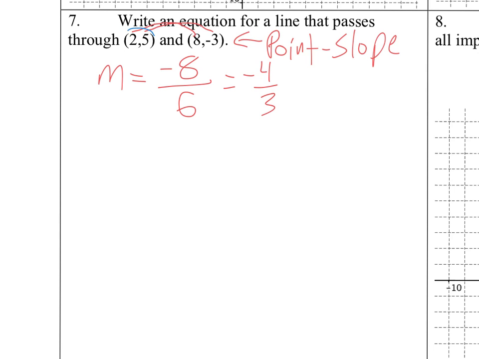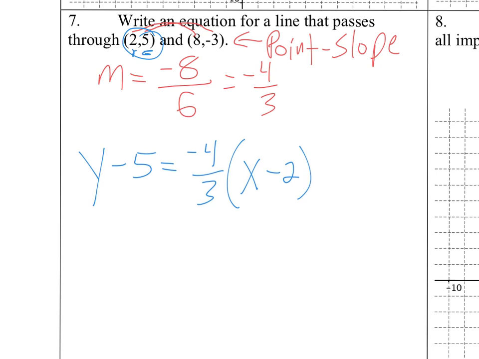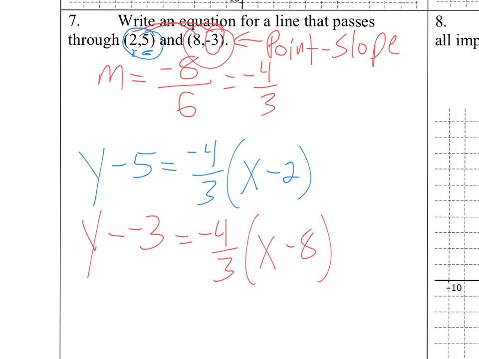I could start with either point, so maybe I'll choose this one. For y, I need the opposite of that, so y minus 5 is equal to -4/3, that's my slope, times x, and then use my other one, plus 2 for the opposite of that one. I could also have used y minus -3, that's from that, is equal to -4/3 times x minus 8. That too would be an acceptable equation to use.